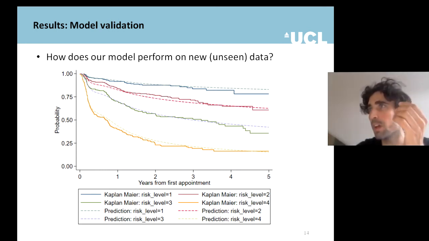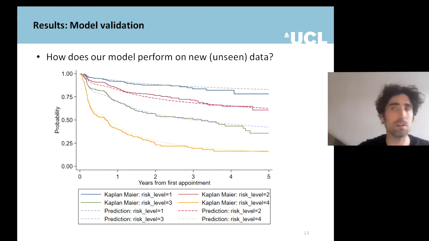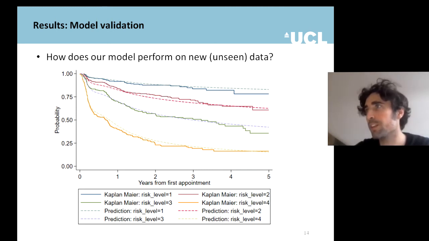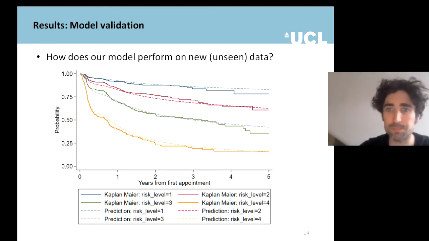So you've got high risk patients down here in the yellow line, which progress very fast, and low risk patients up here in the blue line, and obviously the red and the green are in between. But the overall take home here is that the dashed line is following the solid lines fairly well. So the model appears to generalize fairly well, at least when we're validating in the method that I described, with 75% for training and fitting, and 25% for testing.